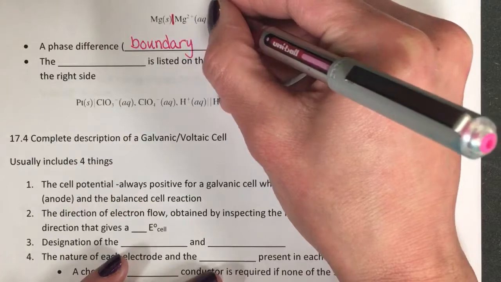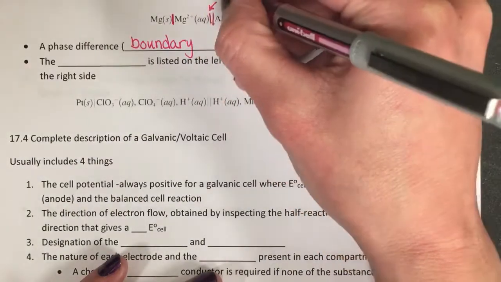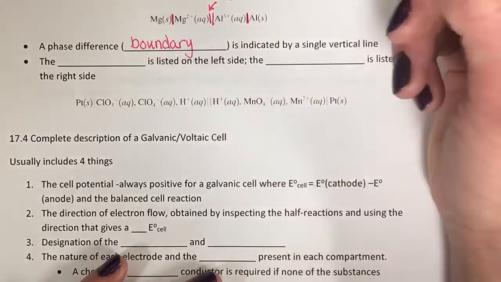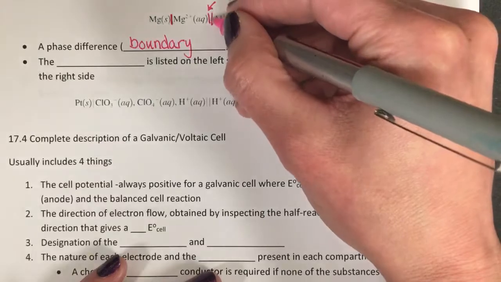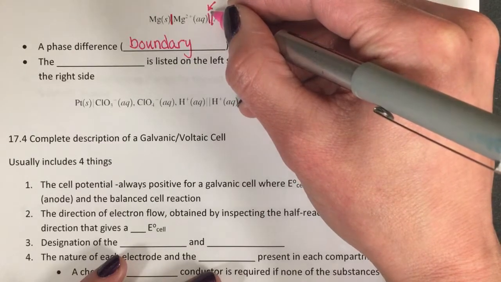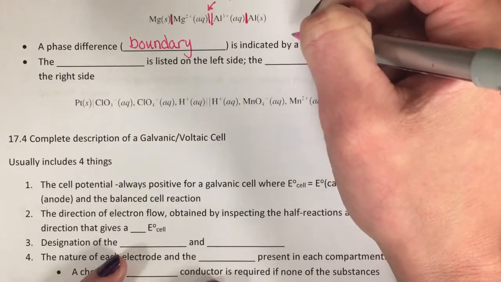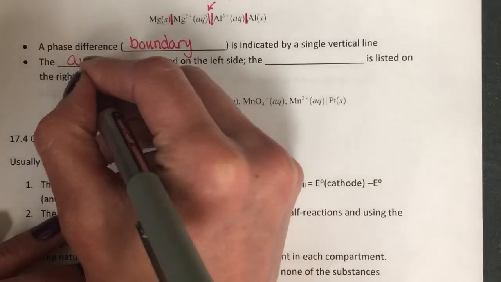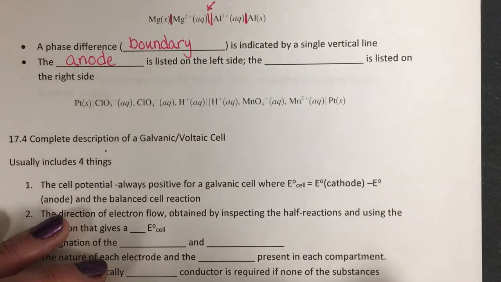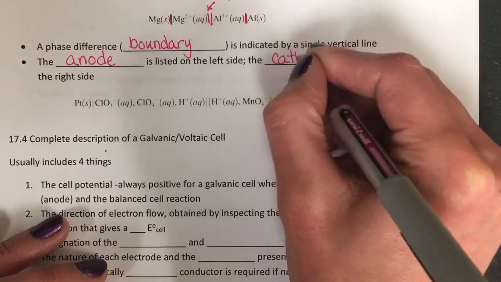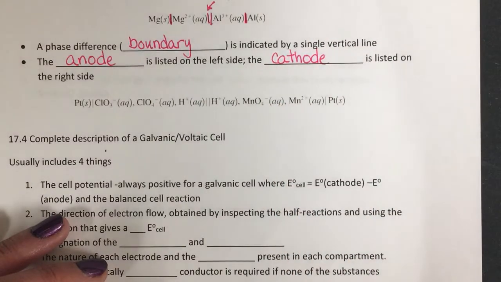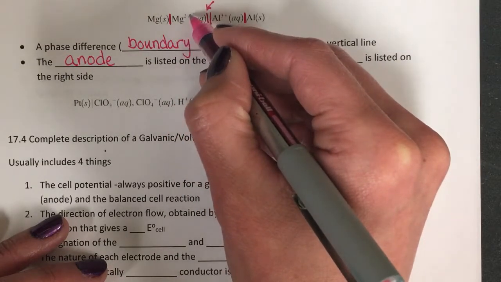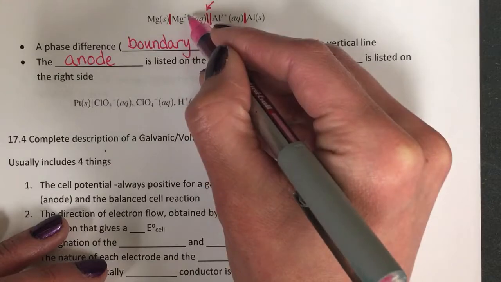Now the double line in the middle represents either our salt bridge or our porous disk, and this is what separates my cathode and my anode. Now, when I write line notation, it's also very important. I always write my anode on the left and my cathode on the right. If you notice, magnesium is forming Mg2+, so it's going from a 0 to a positive 2.